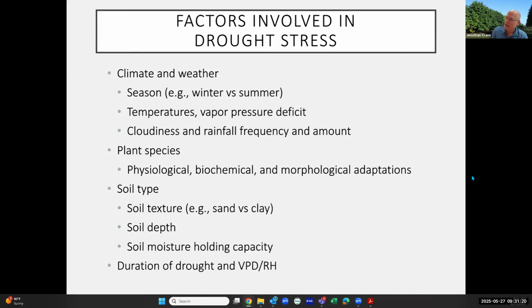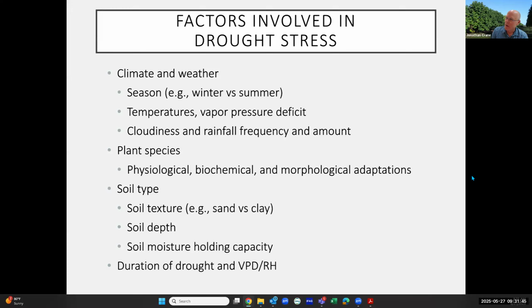And of course, cloudiness and rainfall frequency and amount help by reducing drought stress because it reduces the incident sunlight and is also providing water for the plants. And it also depends on the plant species. So some are more tolerant than others. Some have some adaptations that they can employ to tolerate the drought stress.